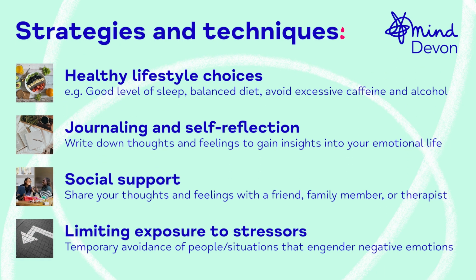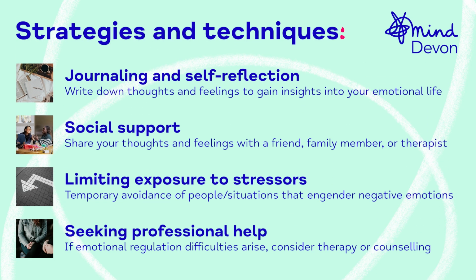Limiting exposure to stresses. Identify and reduce exposure to situations or people that consistently engender negative emotions. Sometimes avoidance can be a helpful short-term strategy while you work on more long-term solutions. Finally, seeking professional help. If you find that difficulties with emotional regulation significantly impact your life or relationships, consider seeking help from a therapist or counsellor. They can provide guidance and techniques tailored to your specific needs.